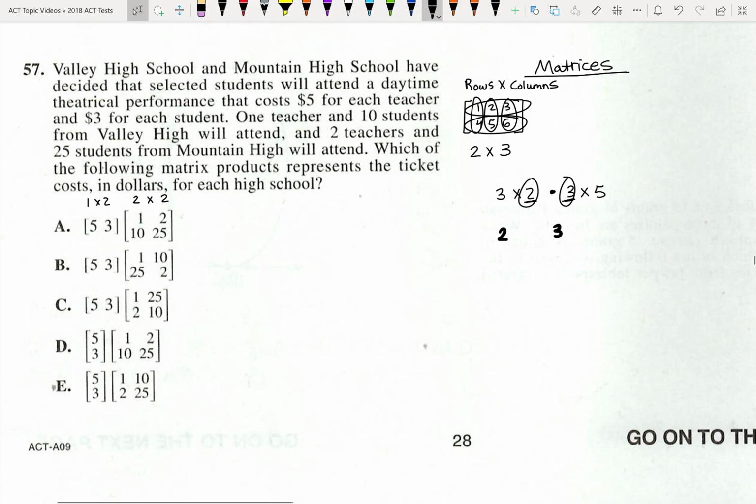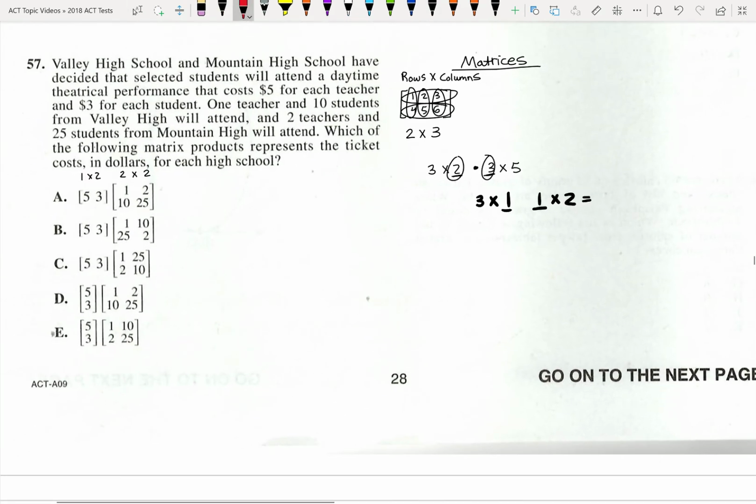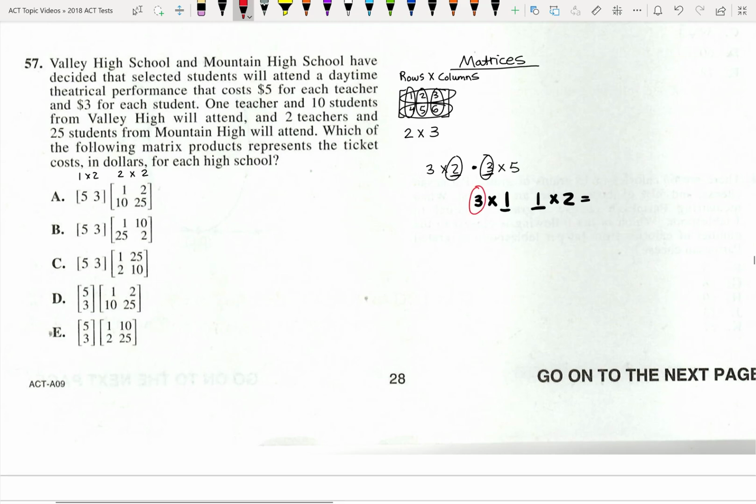Now, something that would work is, let's say I did a 3 by 1 matrix times a 1 by 2 matrix. That works because the 1 and 1 match up in the middle, and the resulting matrix would be a 3 by 2 because that's dependent upon the outside numbers. So the result would be a 3 by 2 matrix.